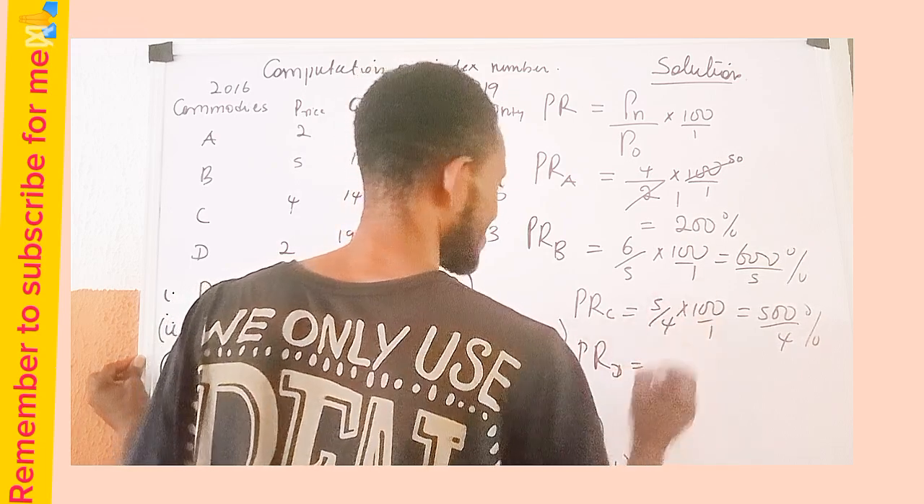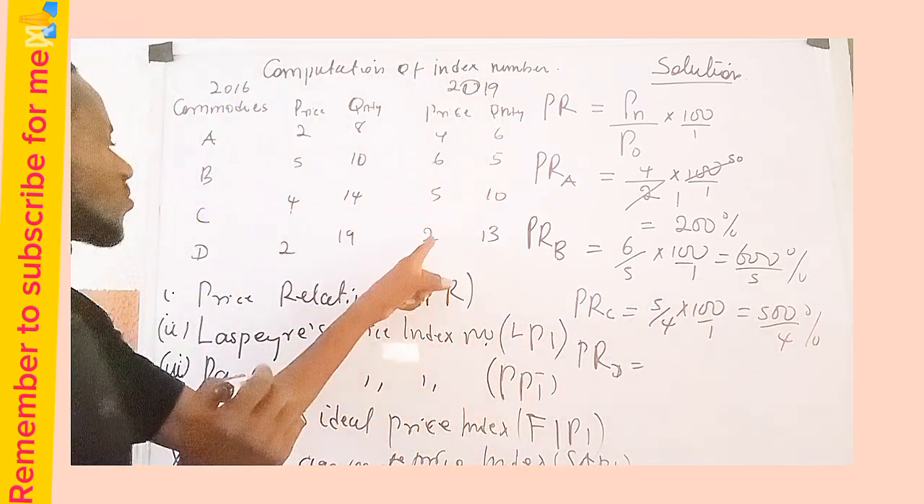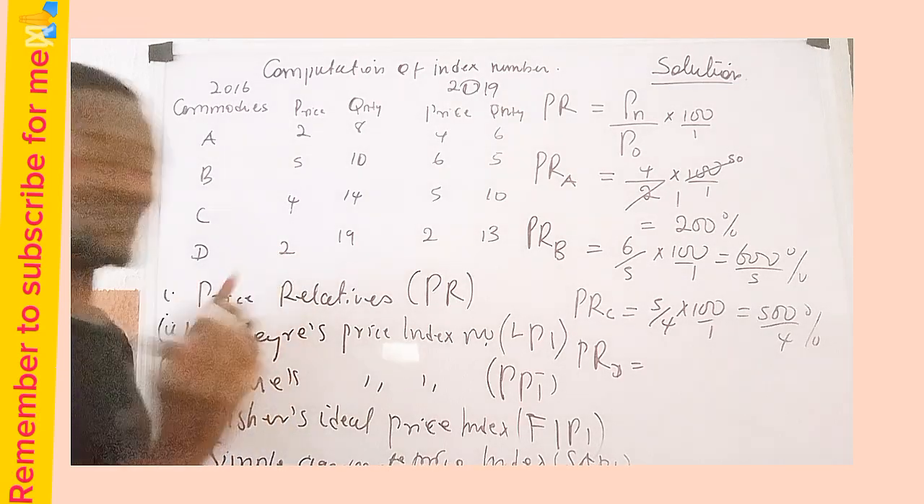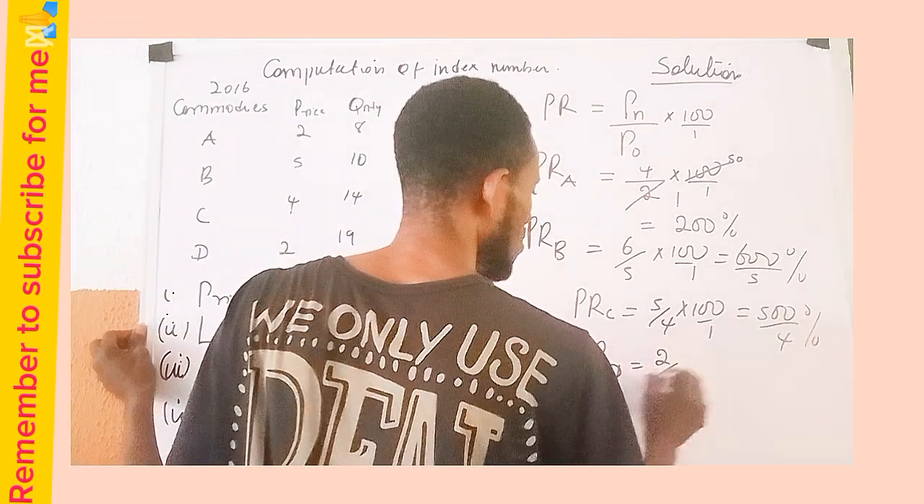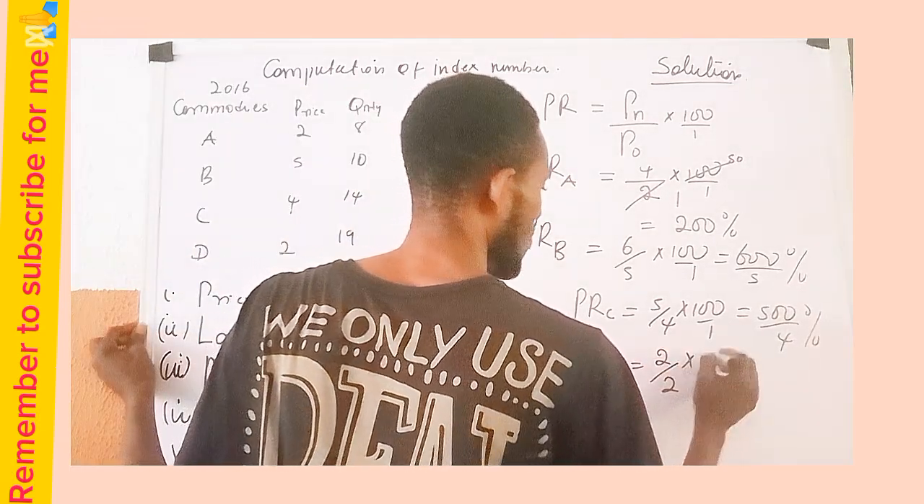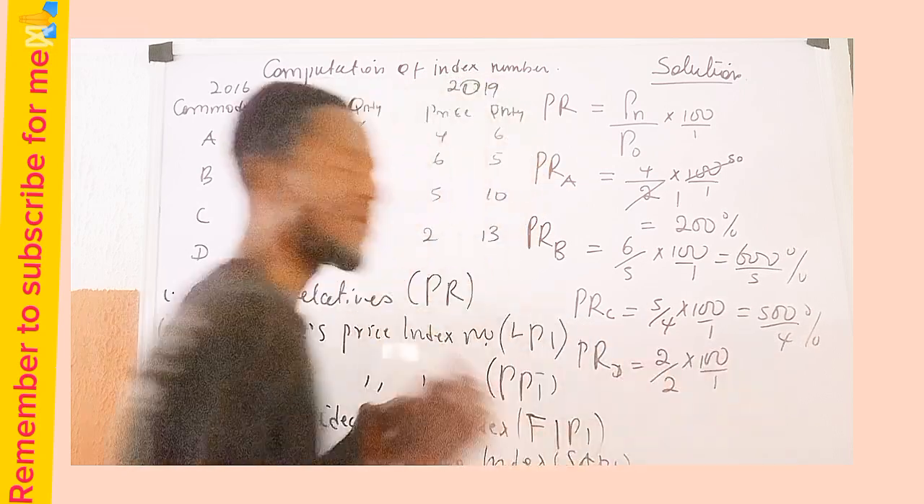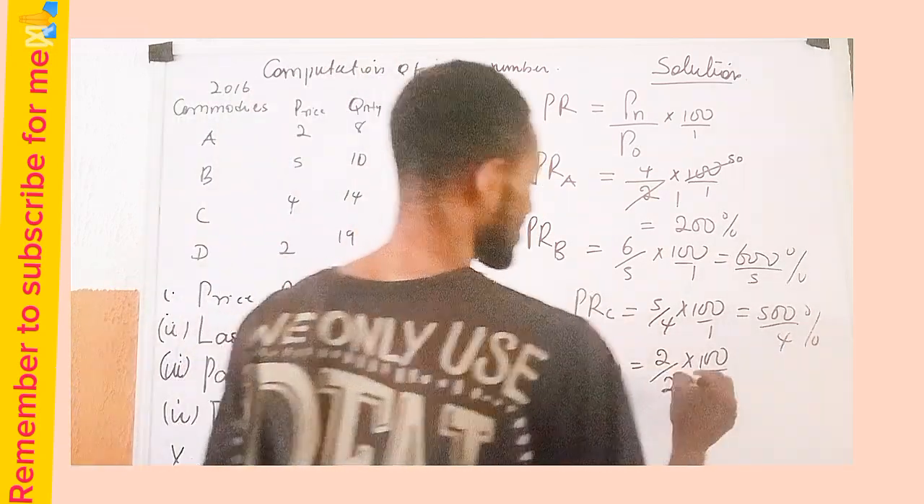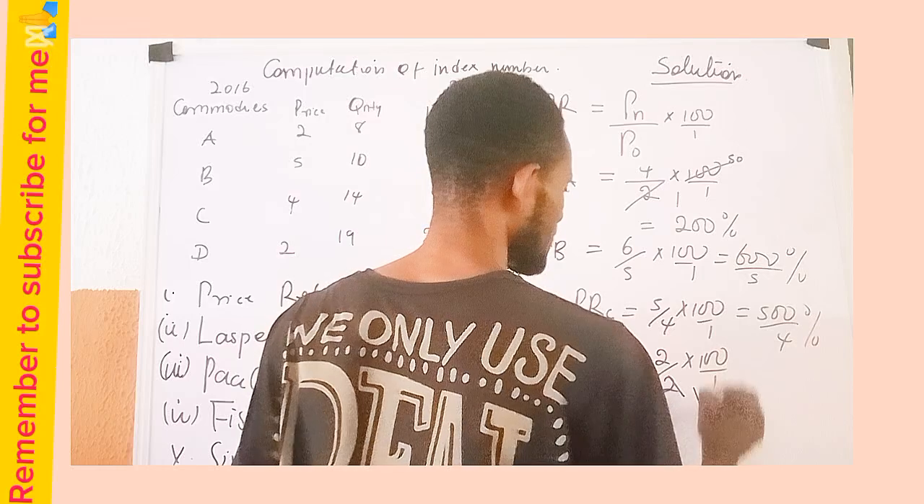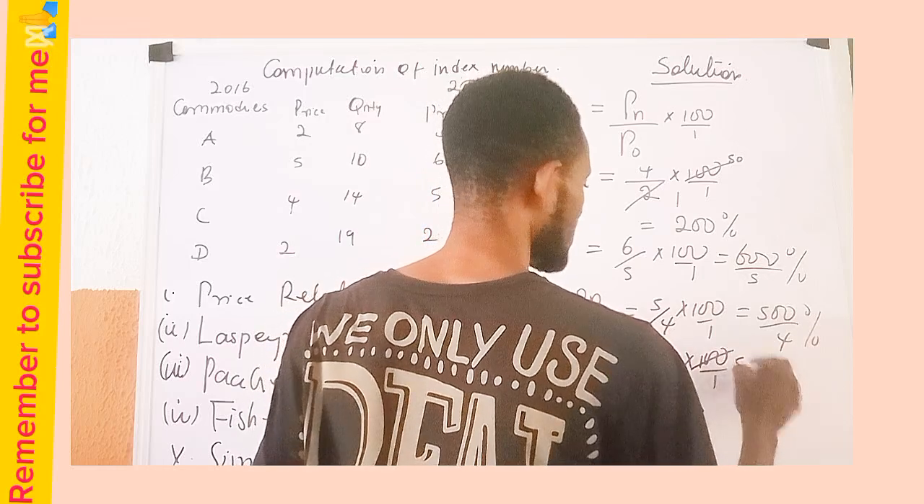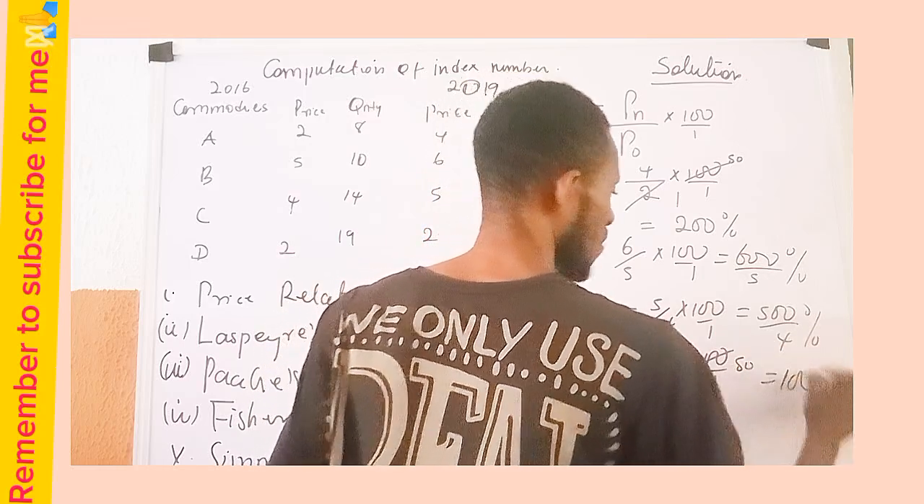Then when I come to commodity D, P_R of D will be given as: what's the price here? 2. What was the price the other place? It was just 2. So I have 2 all over 2 multiplied by 100 all over 1. And then when you do this, 2 into itself is 1, into 100 is 100, which gives me 100%.